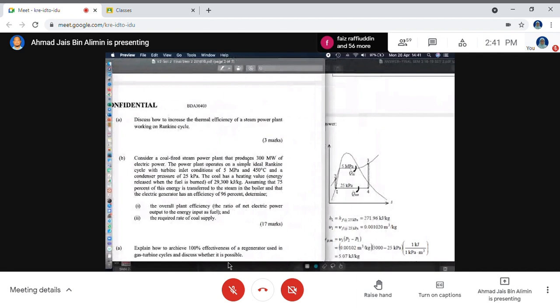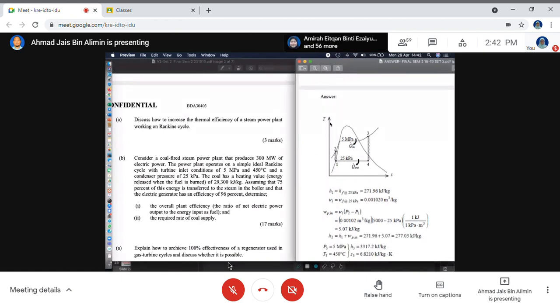Consider a coal-fired steam power plant that produces 300 megawatts of electric power. Okay, ayat ni kata the plant operates on a simple ideal Rankine cycle with turbine inlet conditions of 5 megapascal, 450 Celsius, and so on. And then the coal has a heating value. So you need to calculate the overall plant efficiency, and then the required rate of coal supply.